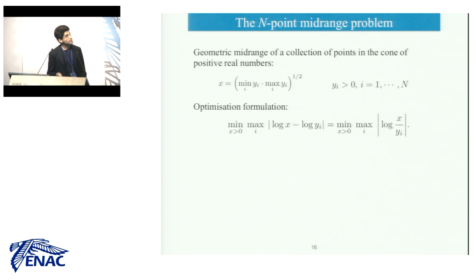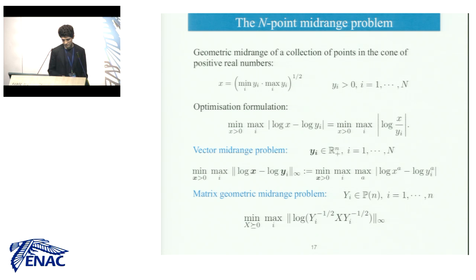Okay, so now we move to the endpoint problem. It's instructive to go back to the scalar case. If we have a bunch of positive real data points, scalars, the natural notion of the midrange is obviously the geometric mean of the extremes, because of the multiplicative geometry of the reals. The optimization formulation is the standard one that we had before, essentially. And then this extends to the vector midrange problem in a very natural way.